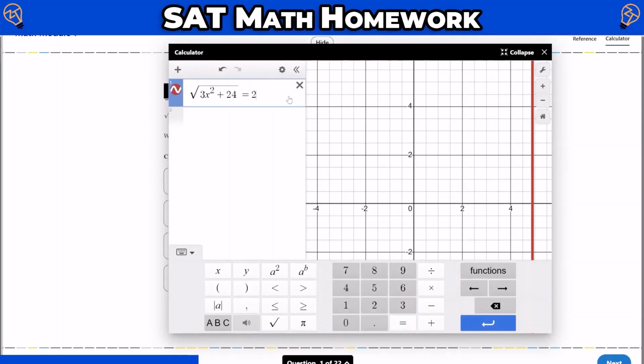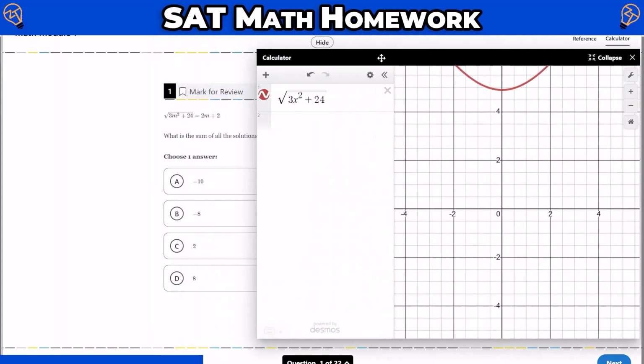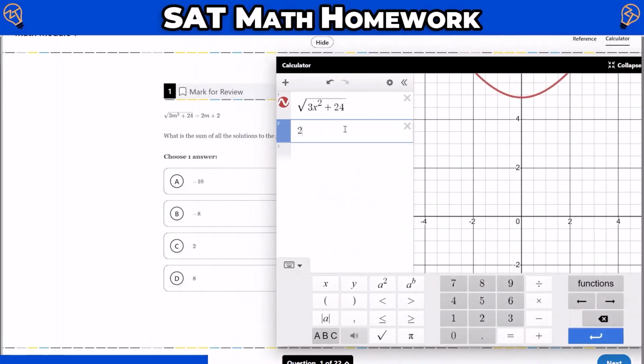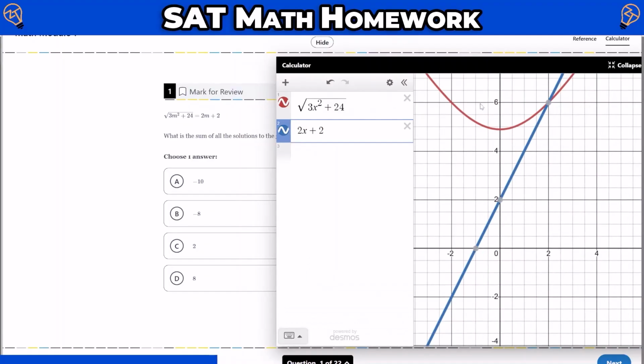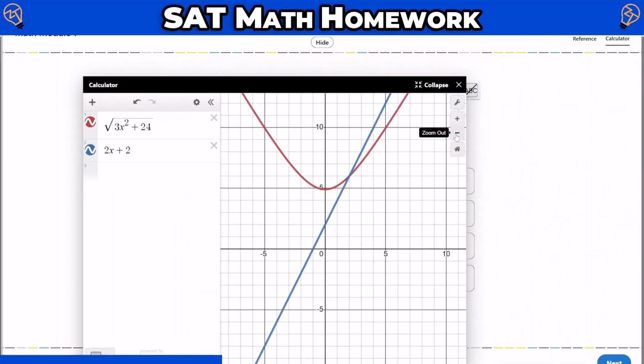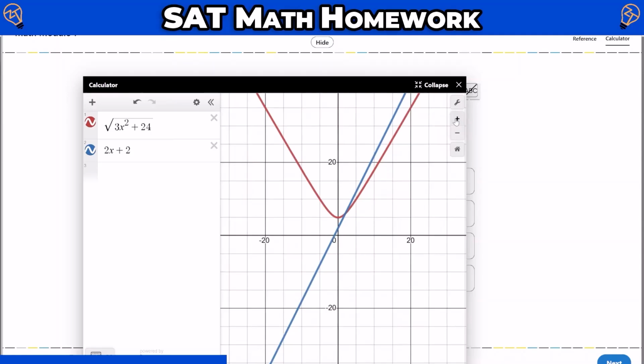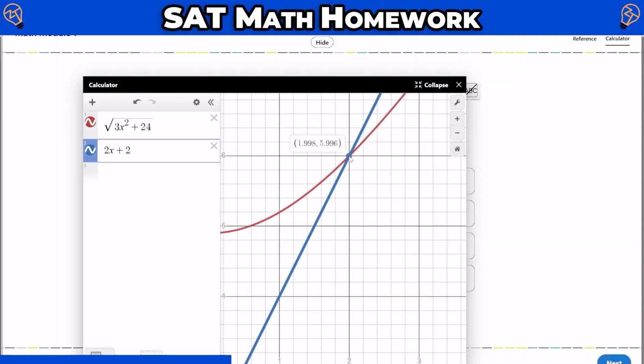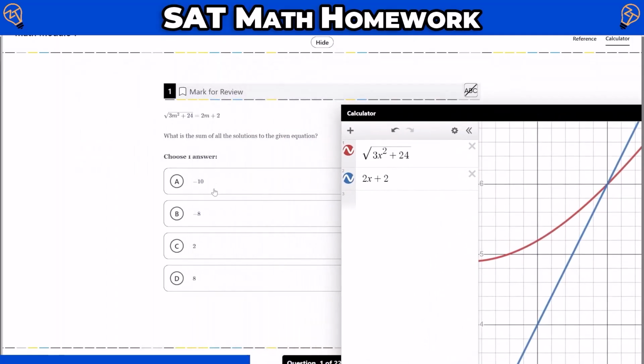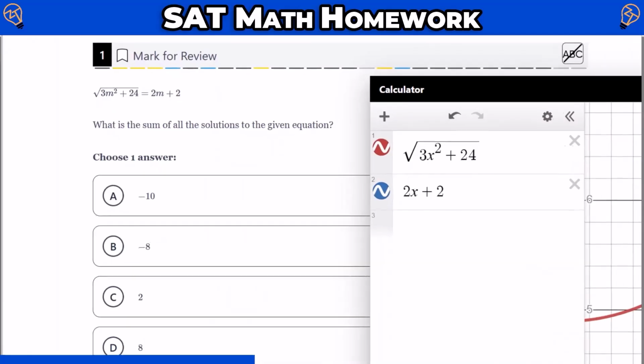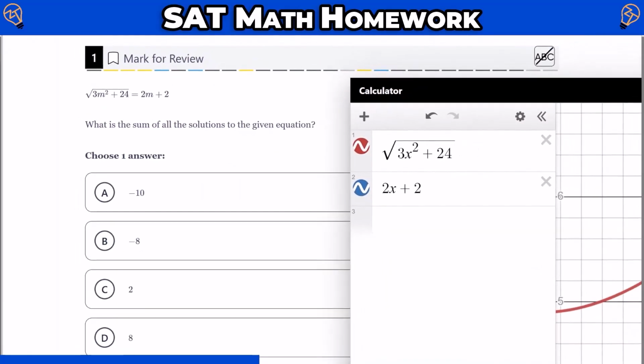I actually prefer instead just typing in that left side as its own function, going ahead to the second one and typing in the second side as another function, and finding where they intersect. To me, that's a little bit more convincing to be able to see that, oh, they only intersect at that one point. And more specifically, if we click on it, we'll see the ordered pair, and we just want the x coordinate. That's always your goal, to find the x value for where they intersect. So notice it's at x equals 2. And so when they say, what is the sum of all the solutions? Well, there's literally only one solution. So if you add 2 to nothing, you get 2. So we know the correct answer is going to be C.